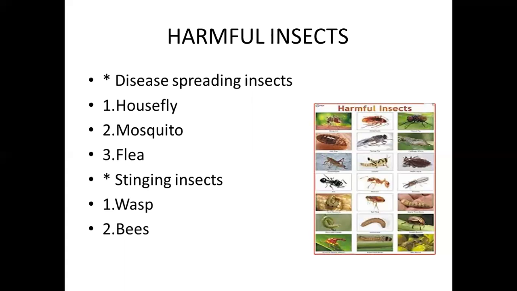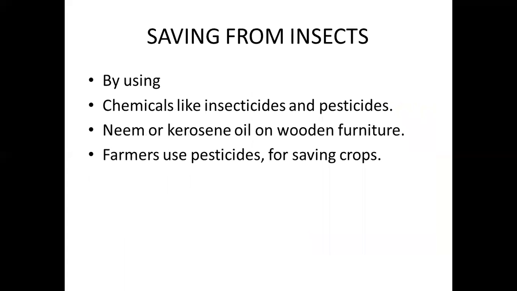So to get rid of all these problems, we have to save ourselves from the harmful insects. We can get rid of harmful insects by using natural methods or by using chemicals called insecticides and pesticides. We often keep dried neem leaves in clothes or apply neem or kerosene oil on wooden furniture so that termites will not grow in the wood. If termites grow in the wood, immediately the wood may get spoiled and it may break. This helps us to save them from harmful insects.